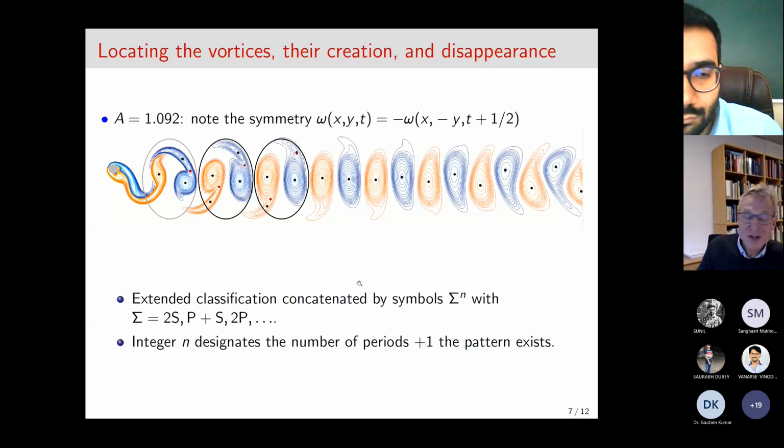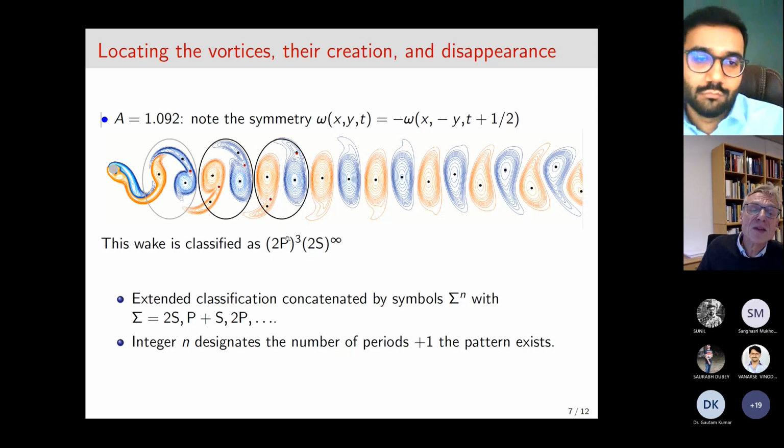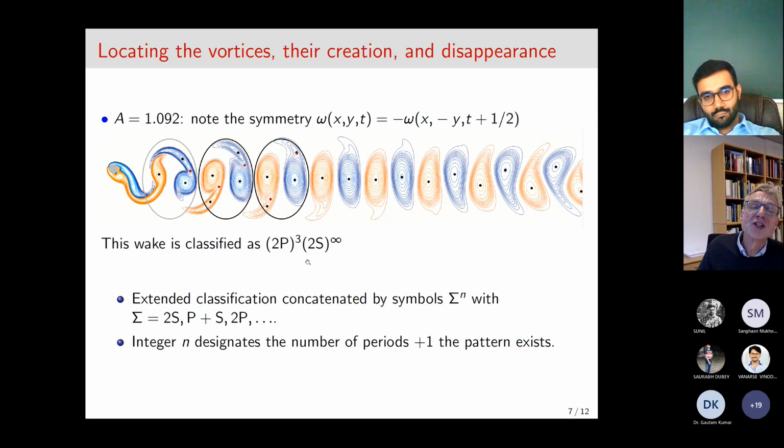So this wake up here would be classified as 2p3 because there are between 2 and 3 periods where you have a 2p wake like this, so there's a 2p, 2 pairs of vortices, and then 2 of the vortices disappear and you're back to 2 single vortices, and this sort of goes on in the rest of the wake.